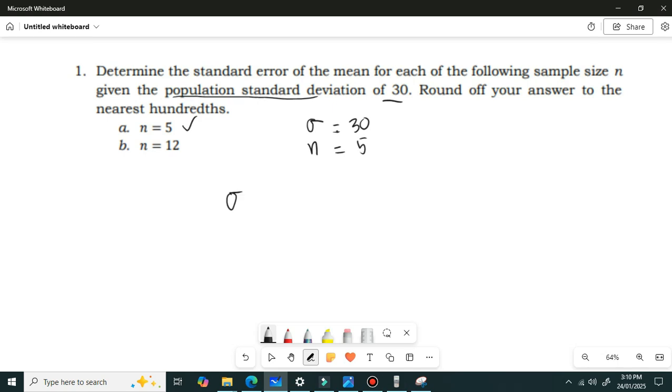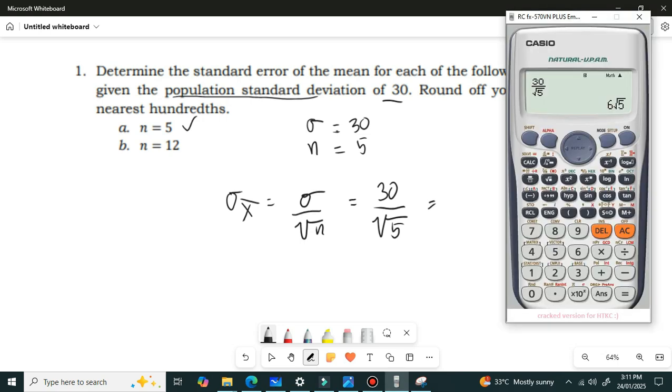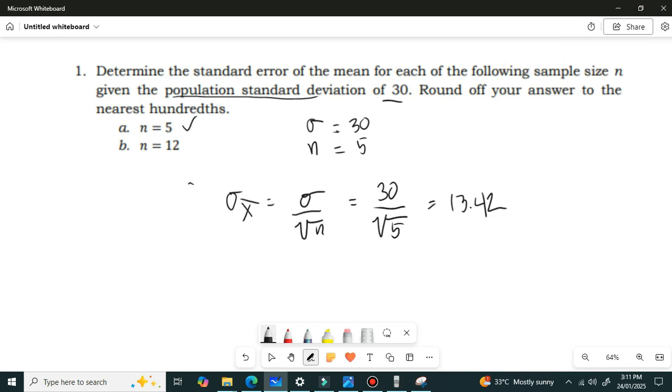Our formula for the standard error of the mean is sigma sub x bar is equal to sigma over the square root of n. Substituting the given to our formula, we have sigma 30, the population standard deviation, divided by the square root of 5, which will give us 13.41640786, or in the hundredths place, 13.42. This is for letter A.